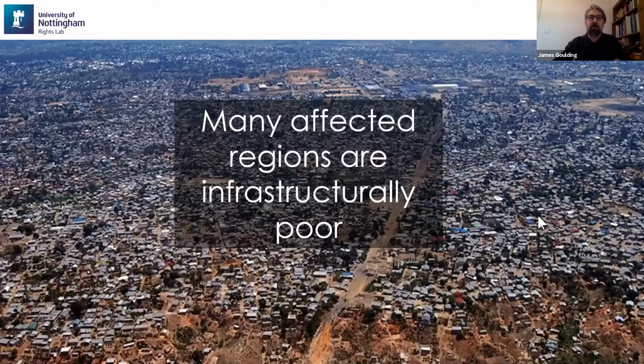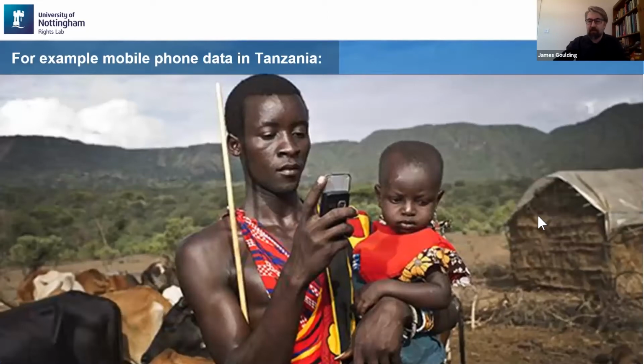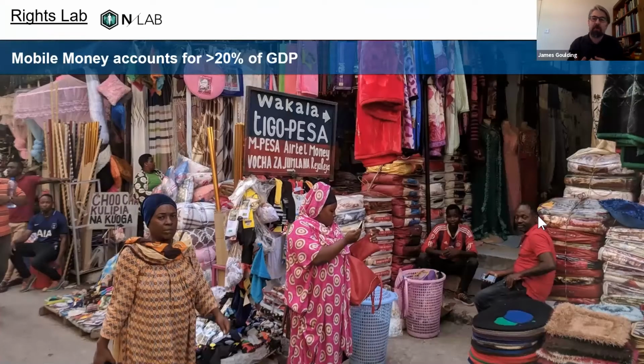The reason that's possible is, while many of these areas where slavery is particularly prevalent are infrastructurally poor, they are data rich, often surprisingly so. So when I first went to Africa, I was amazed by the proliferation of mobile phone and cell data, because of the lack of a traditional landline infrastructure, but also the use of things like mobile money. In Tanzania and Uganda, about 20% of GDP flows through these data systems, and they're stored, and they can be used in an anonymized and protected fashion to try and unpick areas of vulnerability.